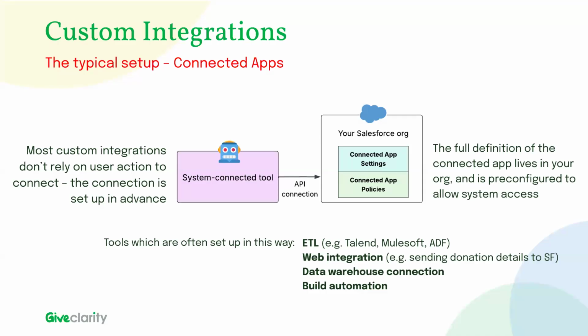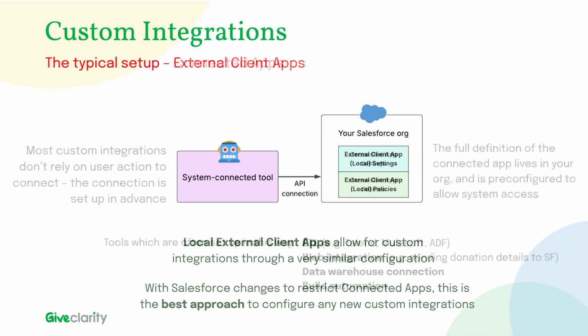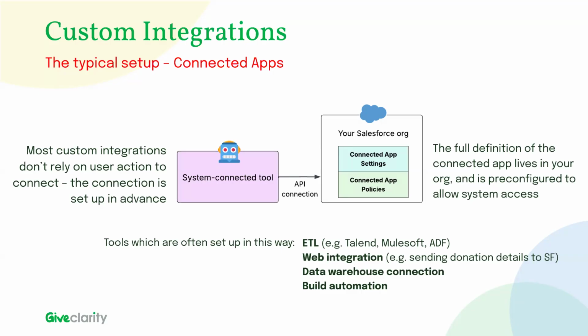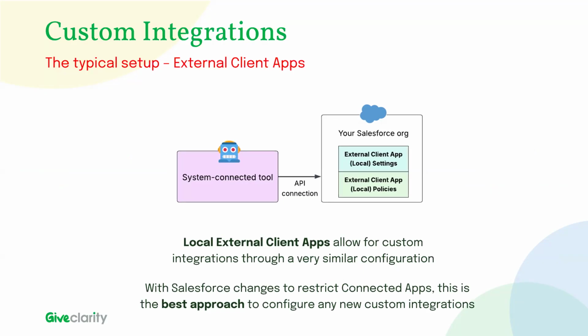And in this model, generally the whole connected app or external client app is set up locally in your org. So as I say, it's broadly the same architecturally, if you're using connected apps or external client apps. In this context, we use a slightly different flavor of external client app, a local one rather than a packaged one.